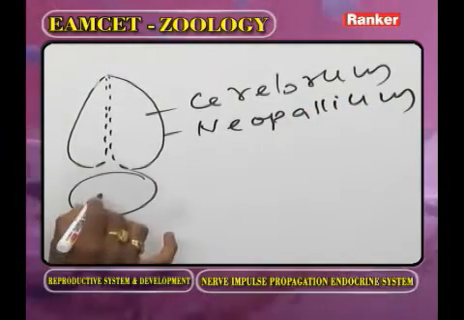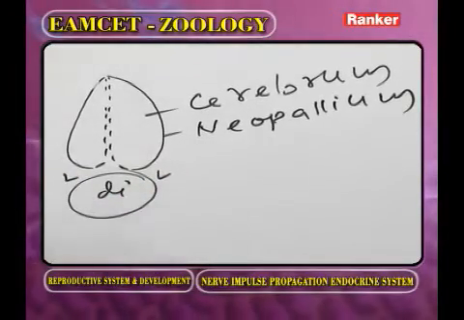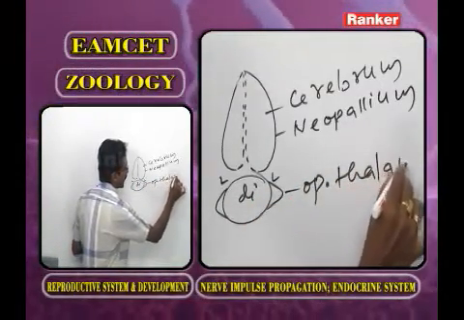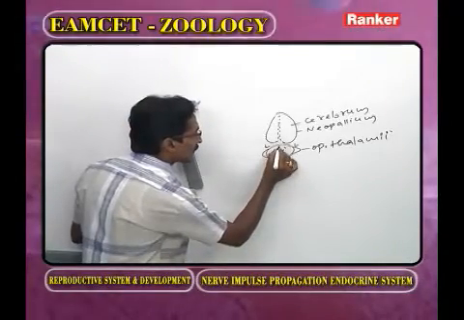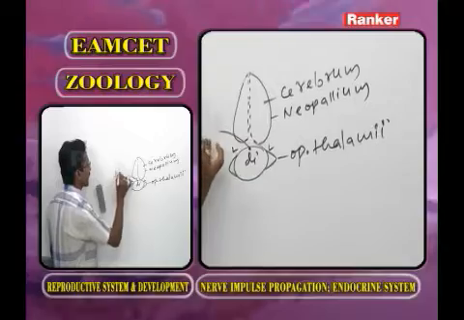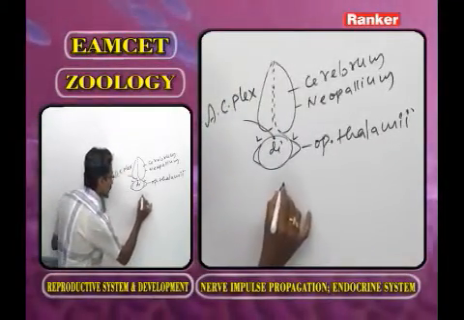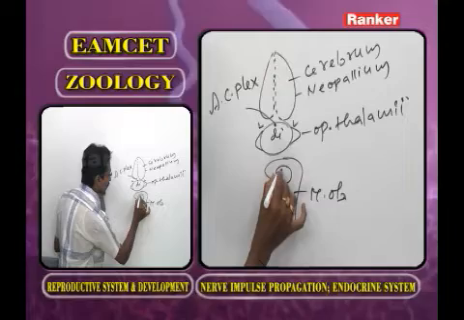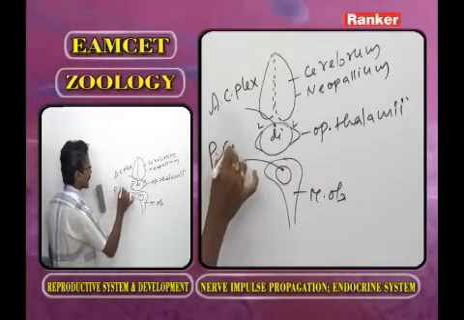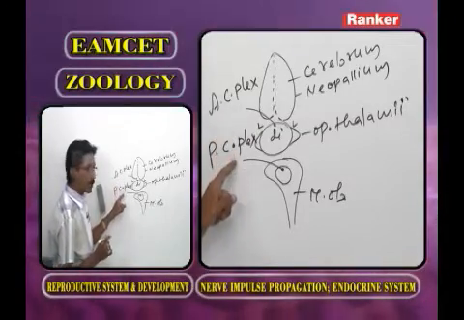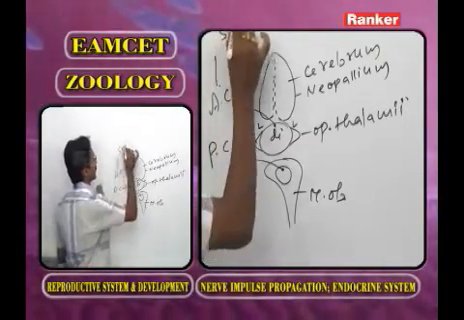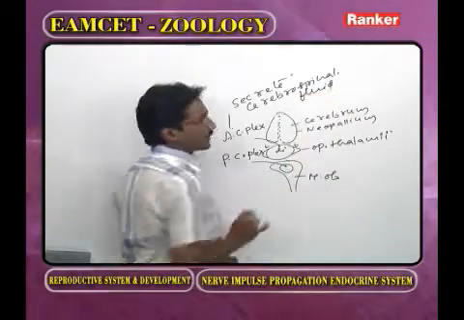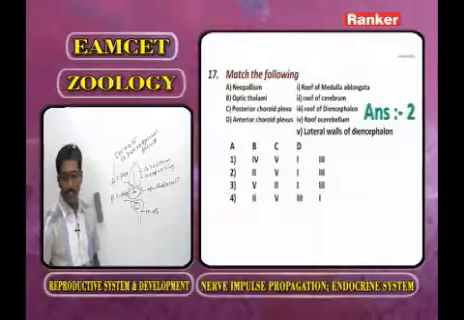Now this one we call the diencephalon. L means lateral sides. The lateral sides of the diencephalon we call the optic thalami. The roof of the diencephalon has a bunch of blood capillaries, the anterior choroid plexus. Now this one we call the medulla oblongata. The roof of metacele has a bunch of blood capillaries, the posterior choroid plexus. So how many choroid plexus? Two. What is the function of choroid plexus? They secrete cerebrospinal fluid. Now you observe the correct answer is the second option. Now we go for the next question.